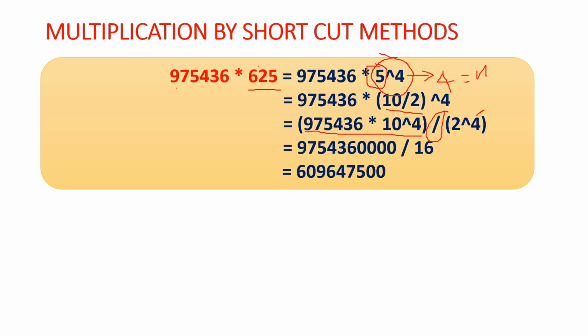Here 4 is in the place of n, so we get 2 power 4, and then we can find the answer. Here we get 9754360000 by 2 power 4, which is 16, and on dividing this we get 609647500. So this is the answer. This is how we have to solve multiplication. This is how we have to solve the given problem.